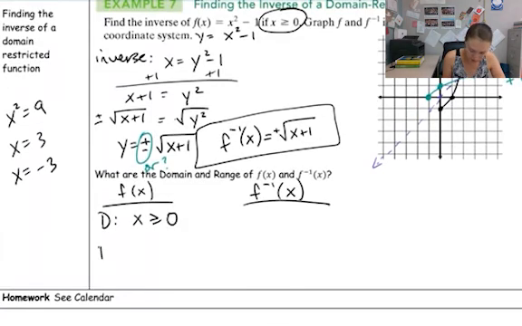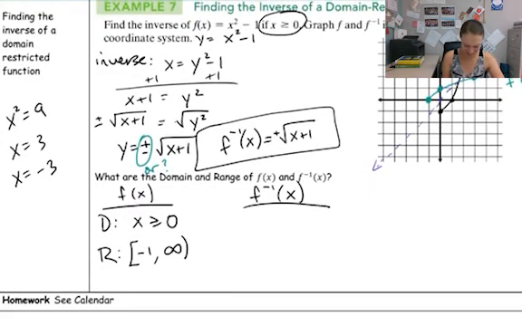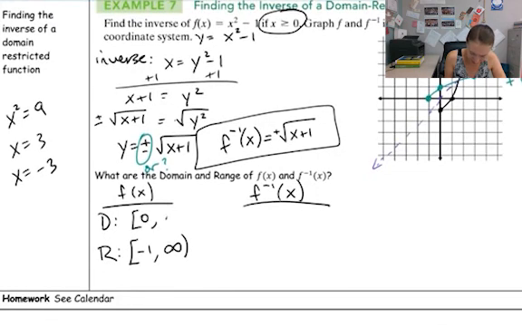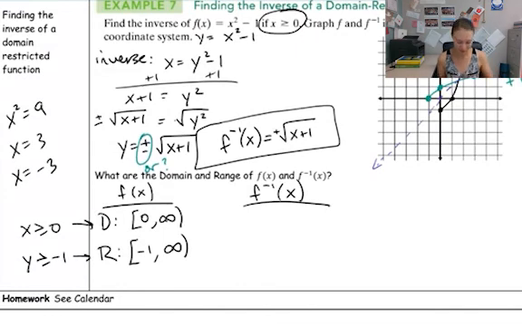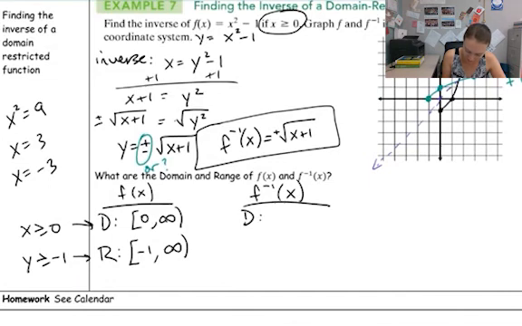And then the range, if you look at that original f of x on our graph, it started at -1 and went to infinity. Now I'm kind of mixing interval notation and non-interval notation, so I'm going to go back and write 0 to infinity. This is the same as x greater than or equal to 0. This is the same as y greater than or equal to -1. I prefer interval notation. All right, so then f inverse of x, my domain is from -1 to infinity, or x is greater than or equal to -1.